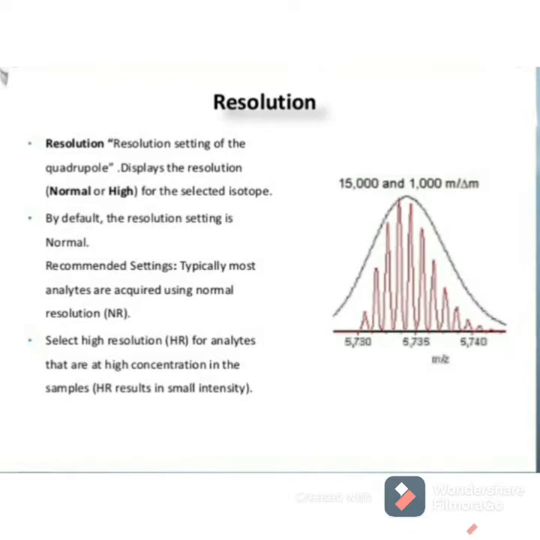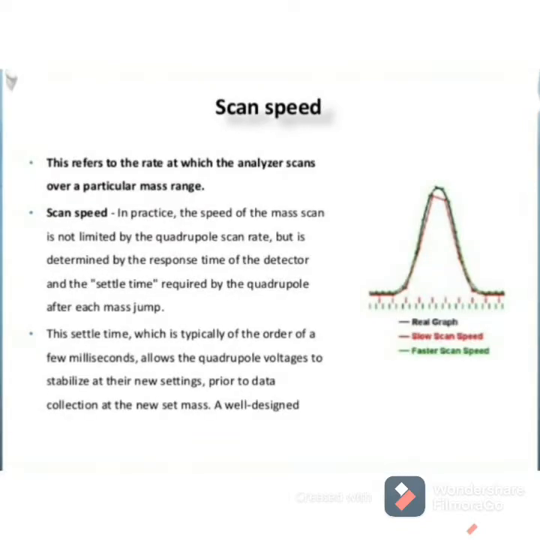Again, the resolution setting of the quadrupole displays the resolution, normal or high, for the selected isotopes. By default the resolution setting is normal. Recommended setting: typically most analytes are acquired using normal resolution. Select high resolution for analytes that are at high concentration in the samples. High resolution gives a result of small intensity.